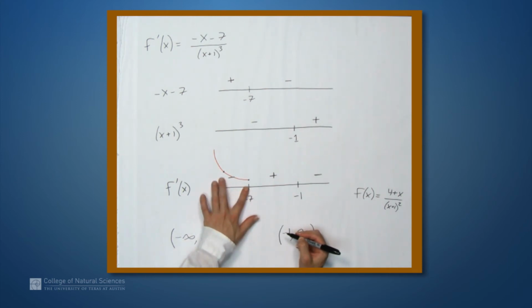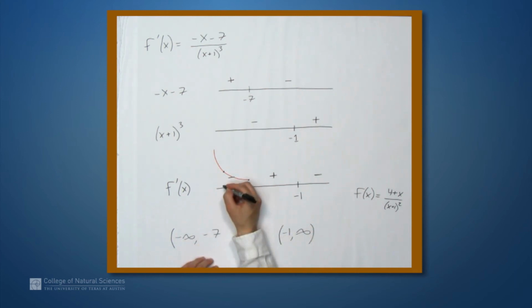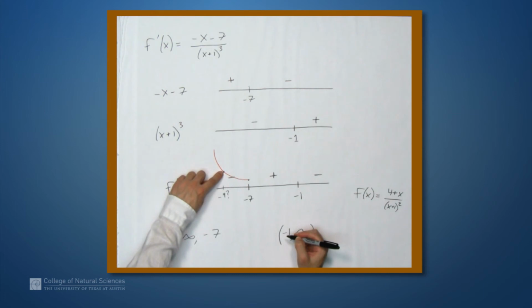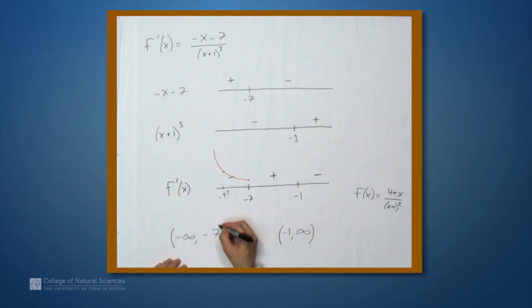That's what it means to be decreasing. So -7 fits this definition. Let's say maybe, I don't know, -9, for example. If we make this -9, it's going to be larger. So -7 fits the definition, so we include that in this interval. So our answer is that f is decreasing on the interval from -infinity to -7, including -7, and on the interval from -1 to infinity, not including -1.